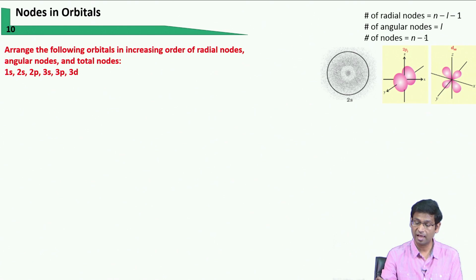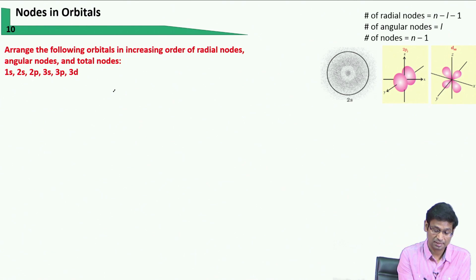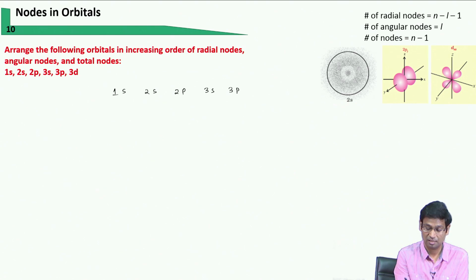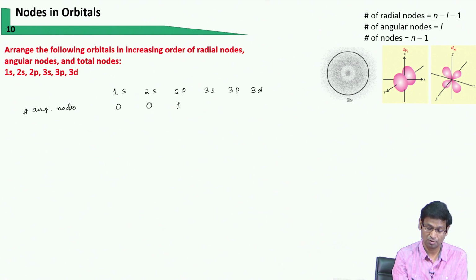Now, the number of radial nodes is given by n minus l minus 1, the number of angular nodes is simply given by l, and the total number of nodes, when you add them up, you will get n minus 1. The question asks: arrange the following orbitals in increasing order of radial nodes, angular nodes, and total nodes. Let us write down the orbitals 1s, 2s, 2p, 3s, 3p, 3d, and find out the number of angular nodes. Since this is an s orbital, angular node is 0, again s orbital, angular node is 0, p orbital, angular node is 1, s orbital, angular node is 0, p orbital, angular node is 1, d orbital, angular node is 2. Just by looking at whether s, p, d, I am assigning angular nodes.